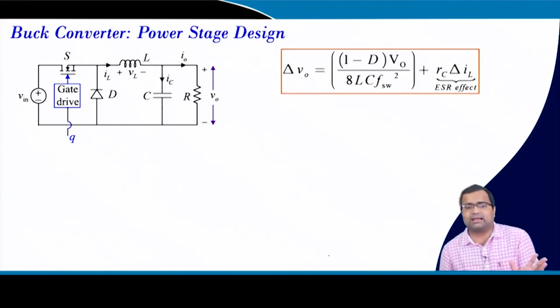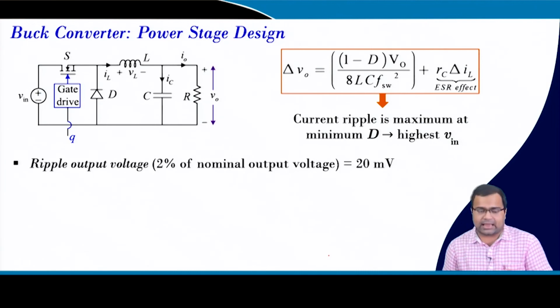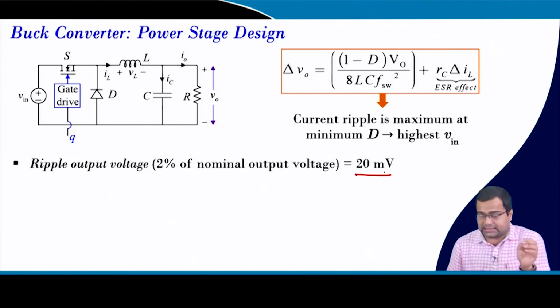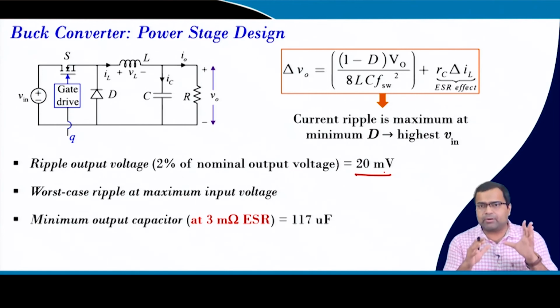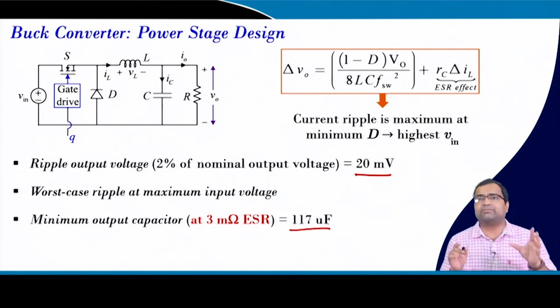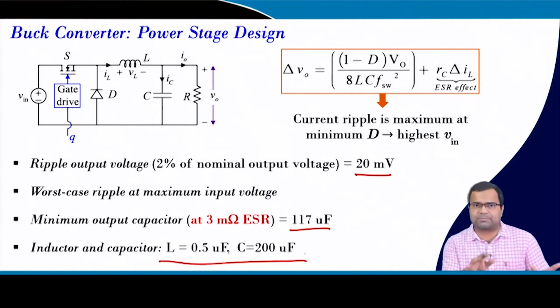Similarly, we can calculate the output voltage ripple at the highest input voltage, which will be the worst case, and if we consider 2% of the nominal voltage, then it is 20 millivolt, and that should be calculated at the worst case. This will give us the minimum output capacitance to be 117 microfarad. So, in our simulation we took 200 microfarad. We choose these two for our subsequent lectures.